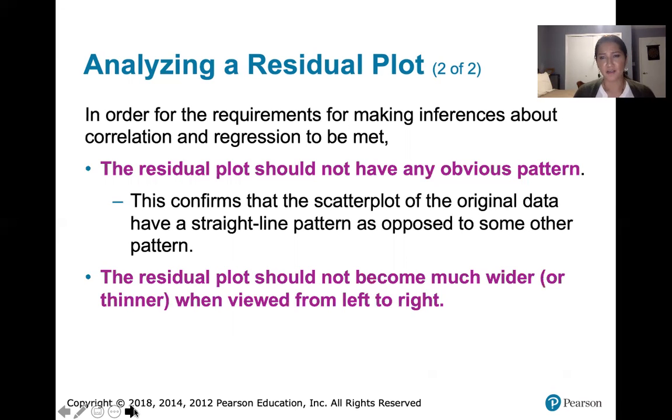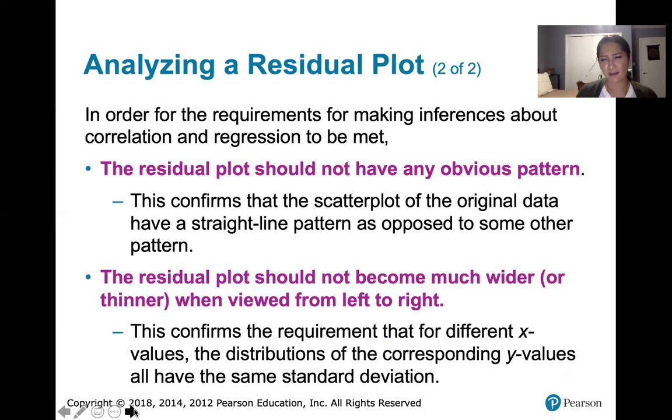Second, our residual plot should not become much wider or much thinner when viewed from left to right. In other words, the residuals should not be getting farther from that 0 line or closer to that 0 line as you go from left to right. This confirms the requirement that for different x values, the distributions of the corresponding y values have the same standard deviation. So if we start to see a gap that's widening as you go from left to right, or a gap that's closing as you go from left to right, then we might say maybe those y values have a standard deviation that's changing as the x values change, and we don't want that.